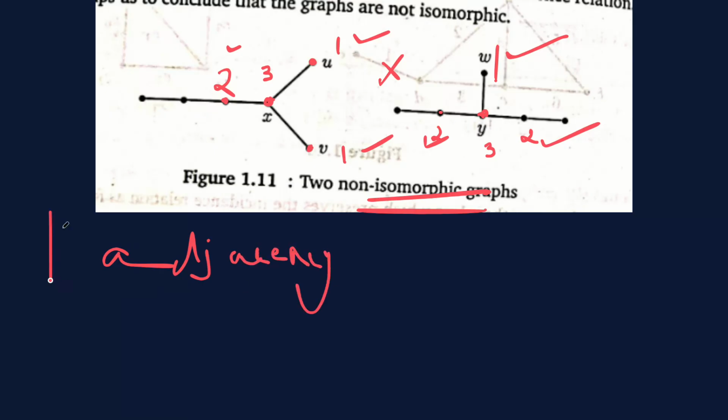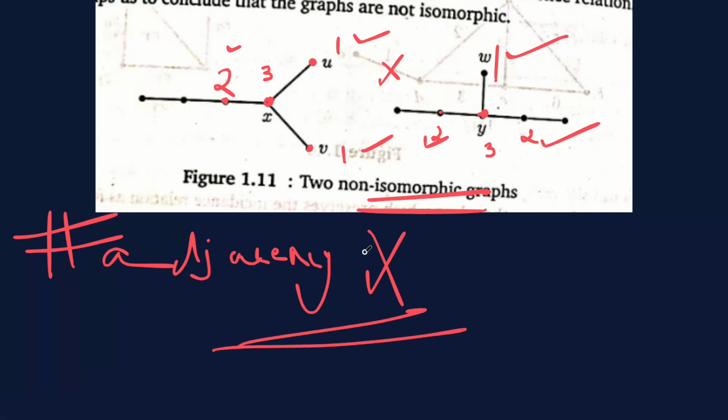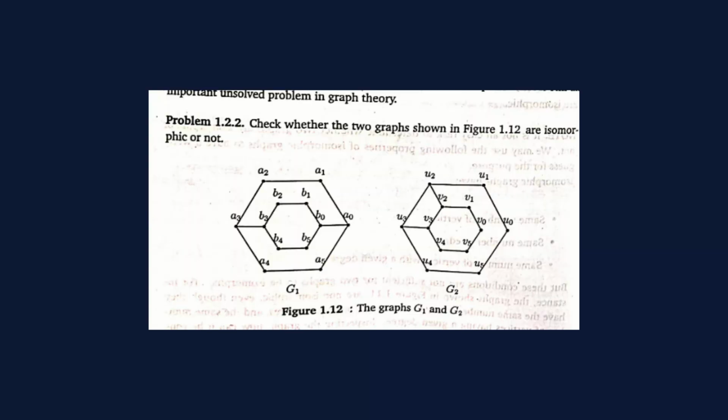So therefore we cannot say it is isomorphic. Though all the conditions are satisfied, when we check the adjacency, it is not satisfied here. So one important thing: after checking all these 3 conditions, you have to check the adjacency also.